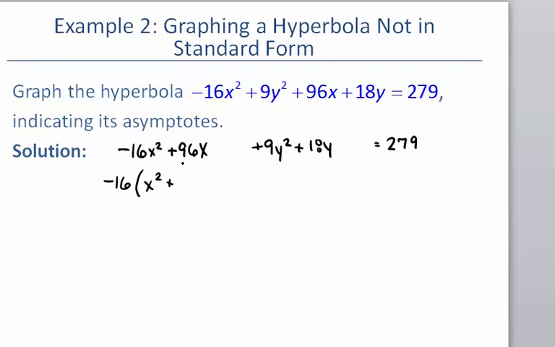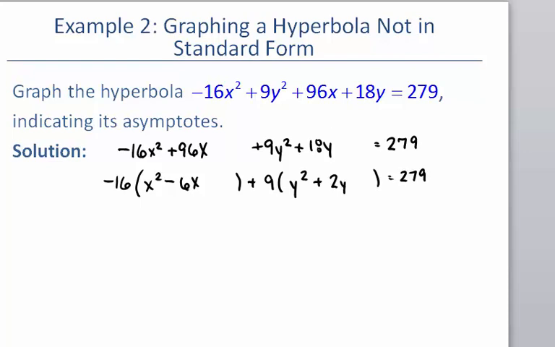When I take a negative 16 out of a 96x, that's going to give me 6x, or actually negative 6x. And then we're going to do the same thing for the y's. So we need a 1 in front of the y squared, so we'll need to factor the 9 to the front. Taking a 9 out of a 9y squared leaves me with the y squared. Taking a 9 out of an 18y leaves me a 2y.